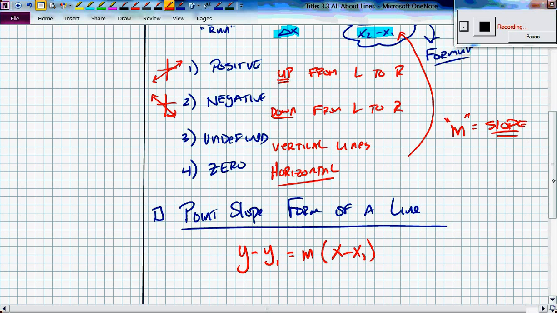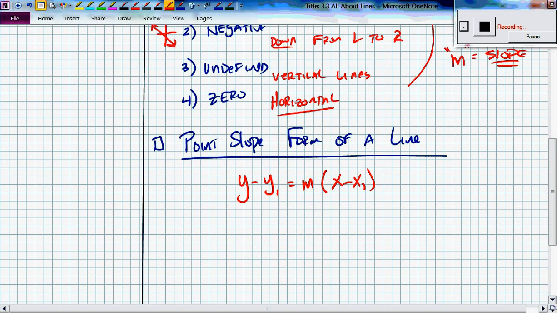Yeah, it should be S for slope, right? M for mountain. You go up the mountain, you go down. That's a bad joke. Okay.